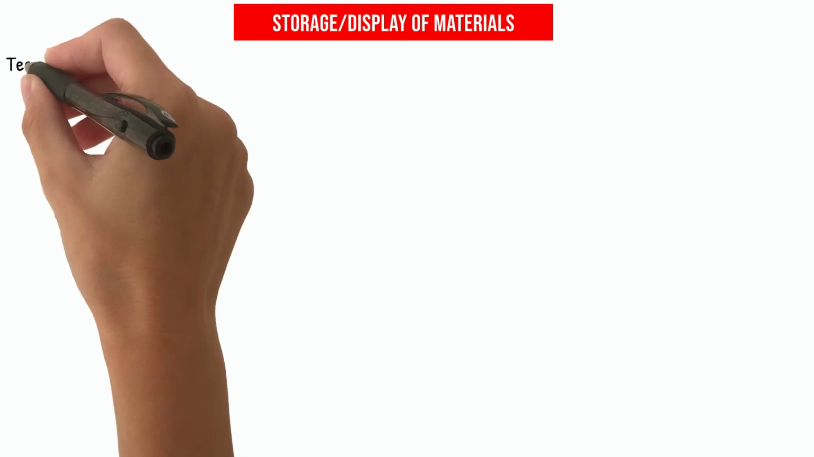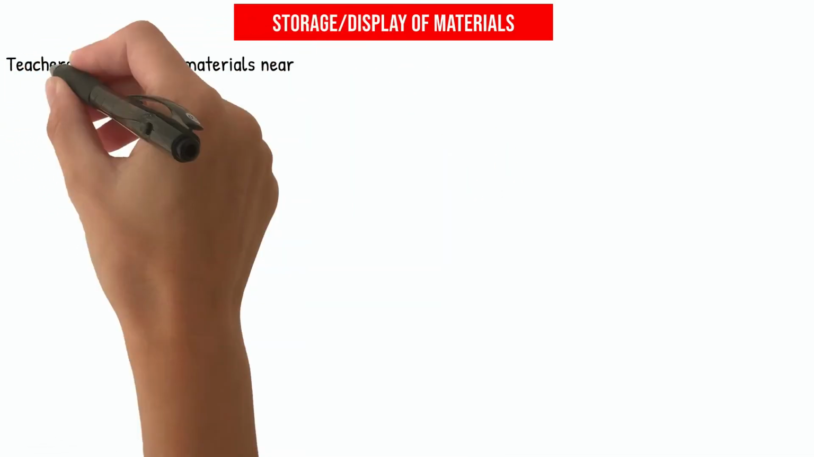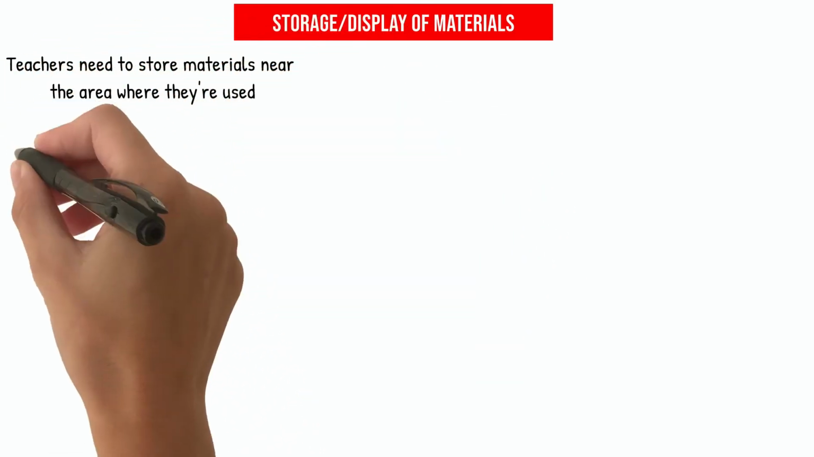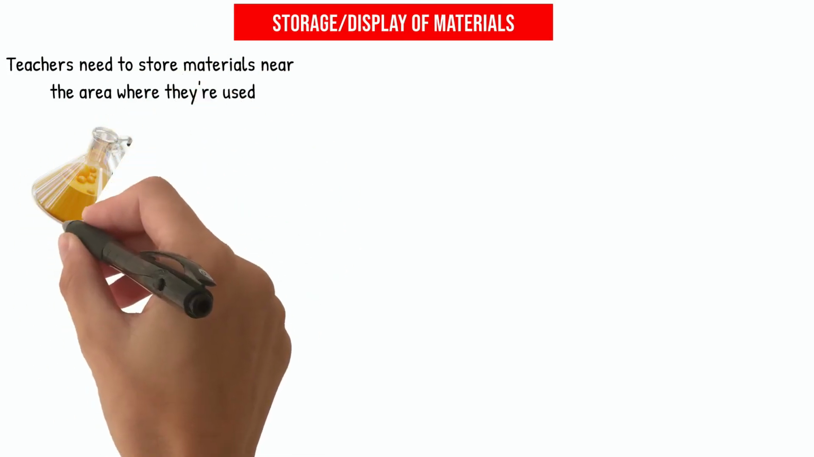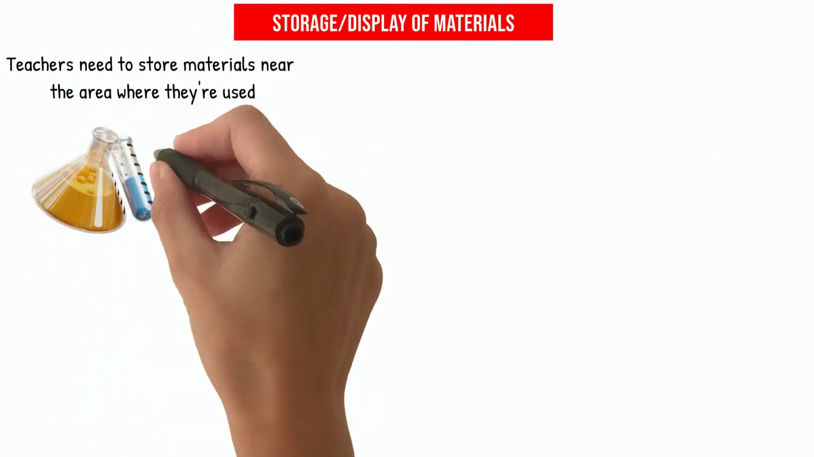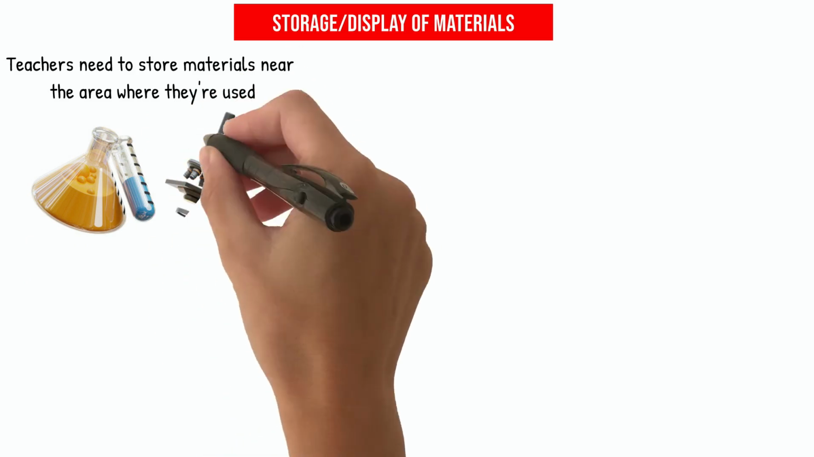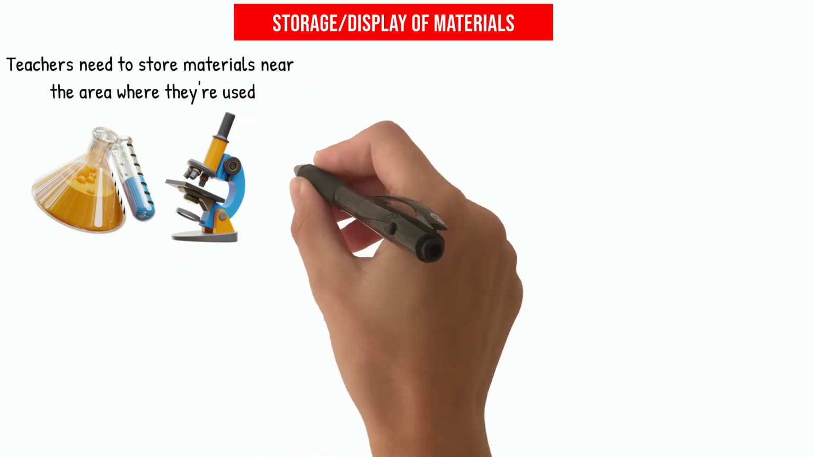Storage/display of materials. Teachers need to store materials near the area where they're used. This means that if we're doing a science experiment at the front of the classroom, the materials we need will be stored close by, so we don't waste time walking around looking for them.